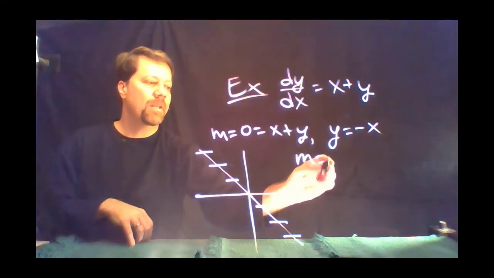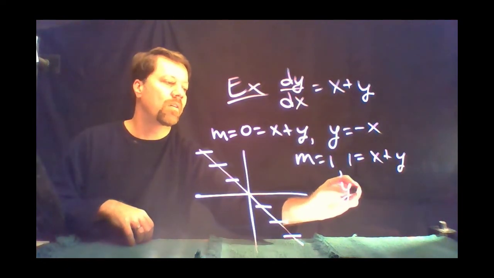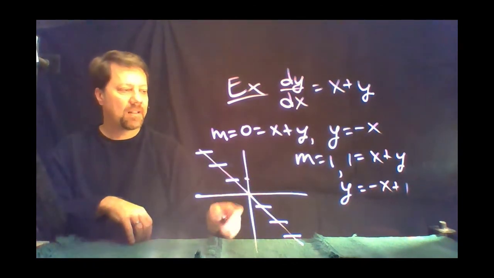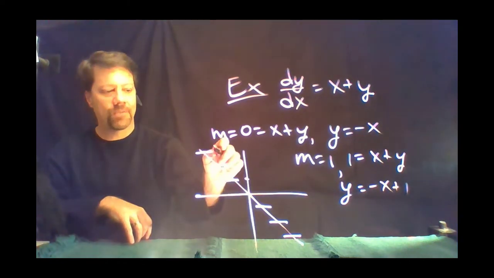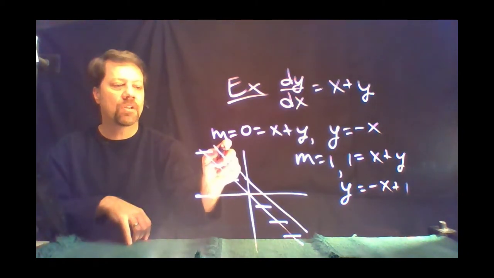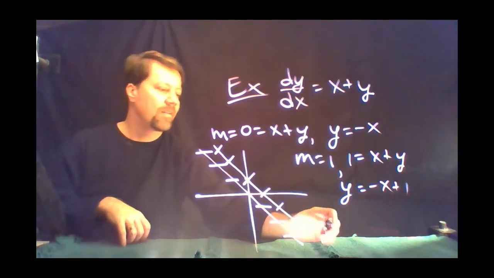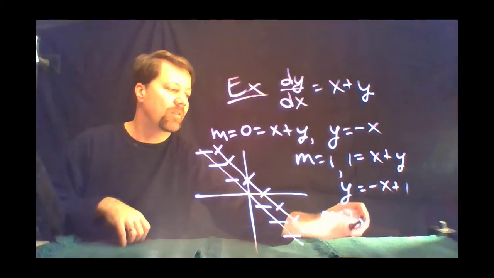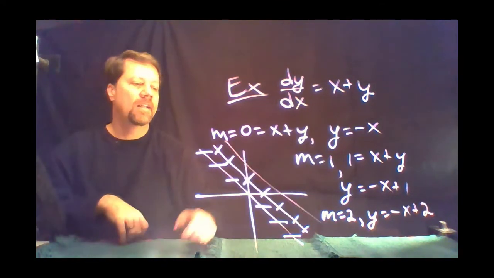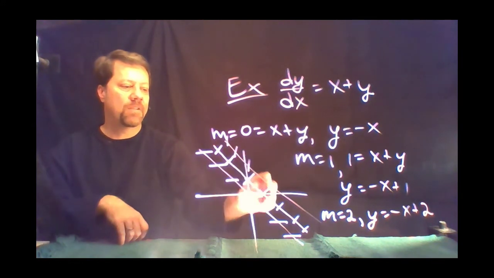If we choose m equals 1, we get 1 equals x plus y, or y equals negative x plus 1. This is a line parallel to the last, with slope of negative 1, intercept of positive 1. That's going to be this line. But everywhere on this line, the slopes of the solution curve will be positive 1. If we choose m equals 2, we get y equals negative x plus 2. That gives us this line, and everywhere on that line, the slopes will be positive 2. So even steeper than before.